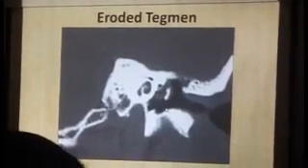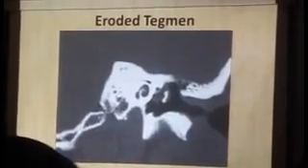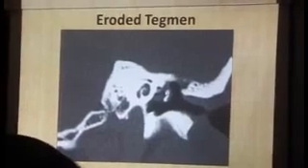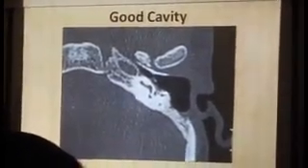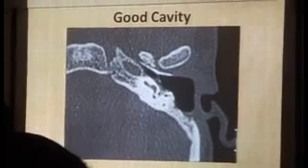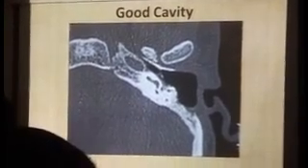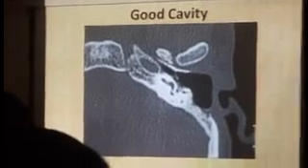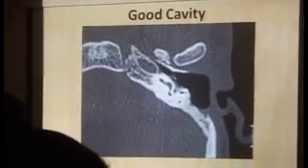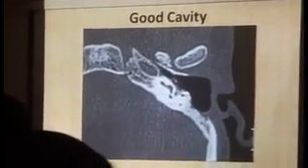Same kind of appearance: ossicles eroded, tegmen eroded, pathology, typical cobra head appearance. Now, the last part. We normally do these scans preoperatively, either for a primary patient when we are suspecting some complication, or we do the scan in a revision case.